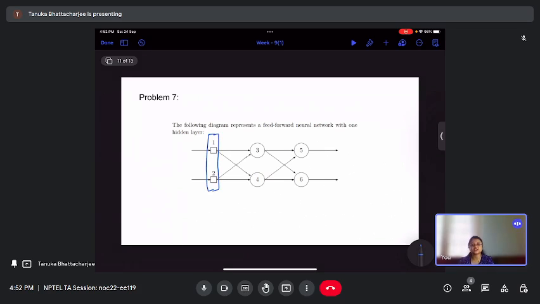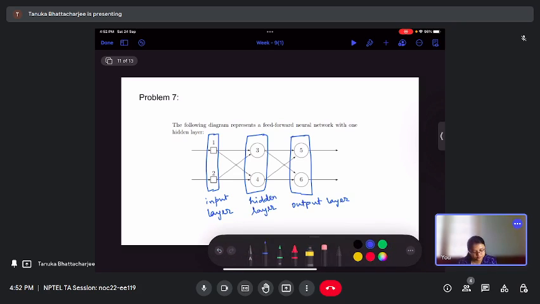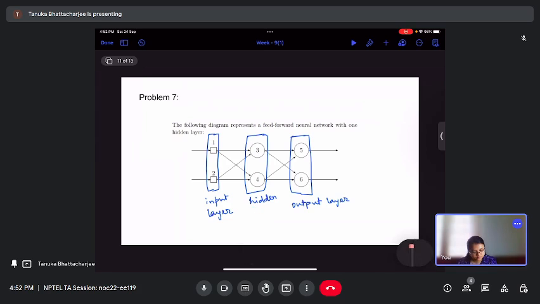This is the input layer, and these final neurons form the output layer, and in between you have one layer of neurons. This is basically your hidden layer. So you have a feed forward neural network like this.